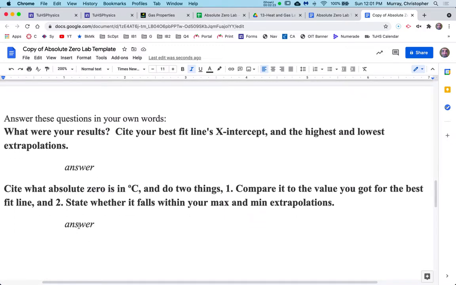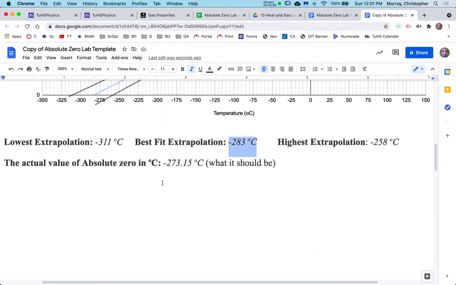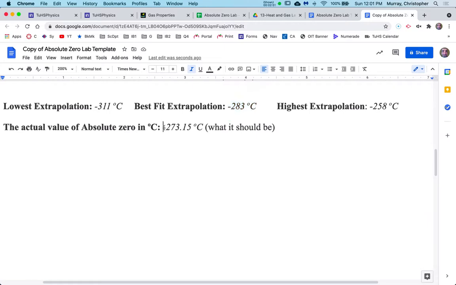Then we have here, cite what absolute zero is and do two things. Compare it to the value you got for the best fit line and state whether it falls within your max and min extrapolations. So the next thing is you say, well, Lord Kelvin predicted that it would be minus 273.15, and I got minus 283 degrees Celsius. So this is 10 degrees different or something like that. However, then you got to say however, right? However, Lord Kelvin's value of minus 273.15 falls between my values of minus 311 and minus 258.